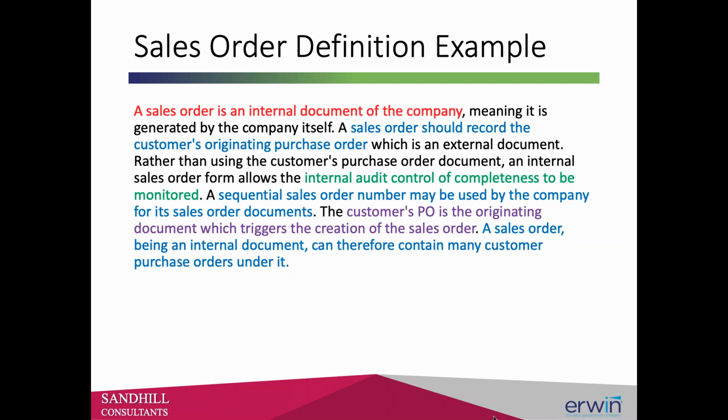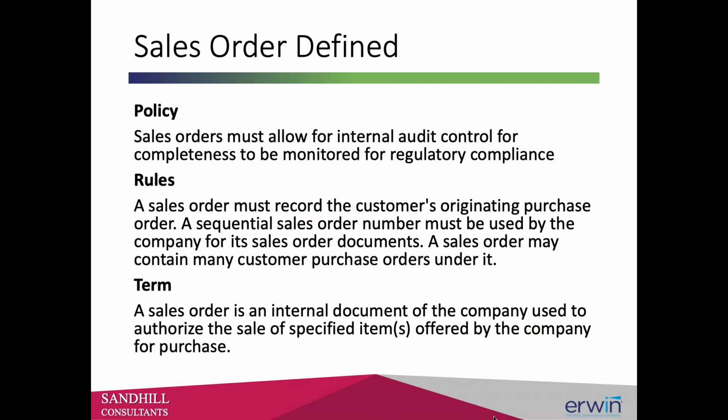So embedded in this, what we'll call a definition, a primary high-level concept, it's really broken down into the different areas. Let's look at it. The policy statement is the sales order must allow for internal audit control for completeness to be monitored for regulatory compliance. That's generally the policy part of it. Then there's the rules. Sales orders must record the customer's originating purchase order. A sequential sales order number must be used by the company for its sales order documents.